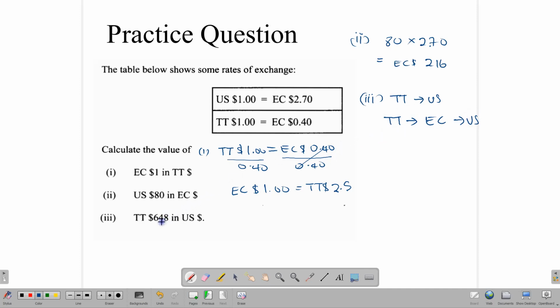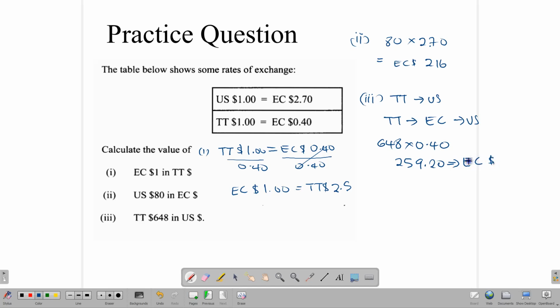So let's look at our $648. Now we want to change it first to EC. So we have a rate for each Trinidad dollar that you change, you get 40 cents EC. All right. So if we change 648 Trinidad dollars, you expect to get 648 times 0.4, that is times 40 cents. And when you multiply that out, punch it into your calculator, you're going to get $259.20. And this money is in EC.